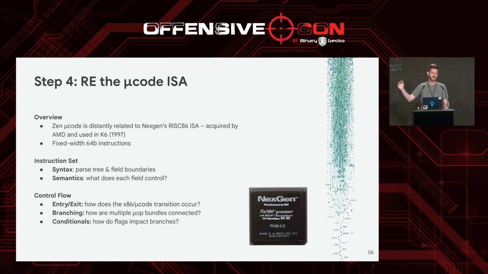So there are two pieces here, right? We need to understand what the instruction set is, not only what the opcodes are, but where the fields are and which bits actually correspond to those. And then also, how does control flow work? How do we get into and out of microcode? We have no idea yet about how branching works.